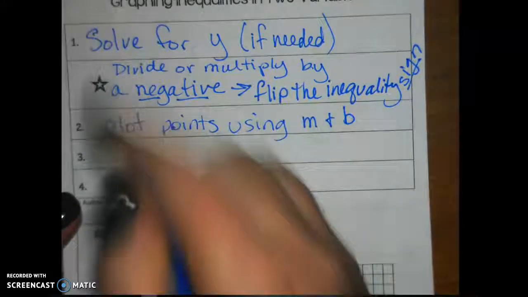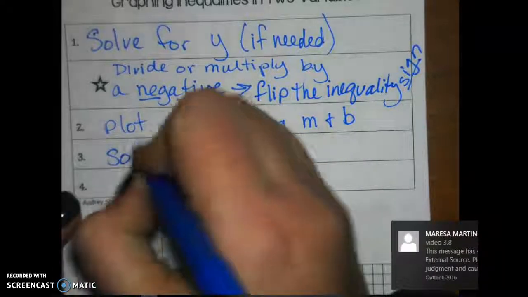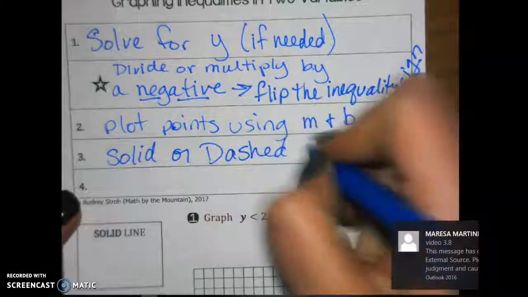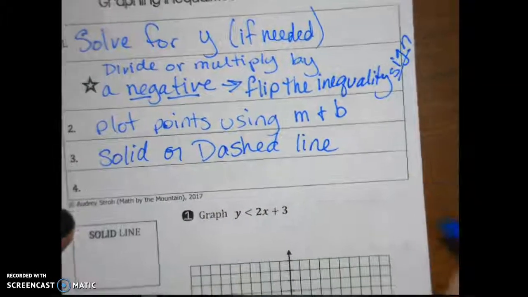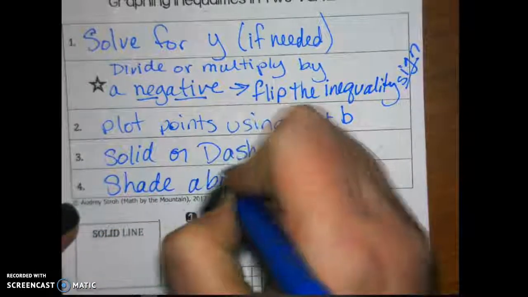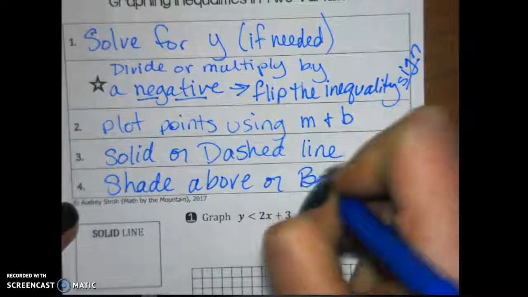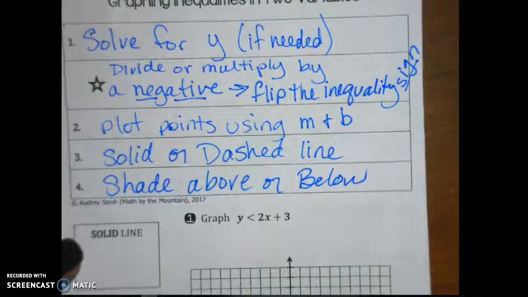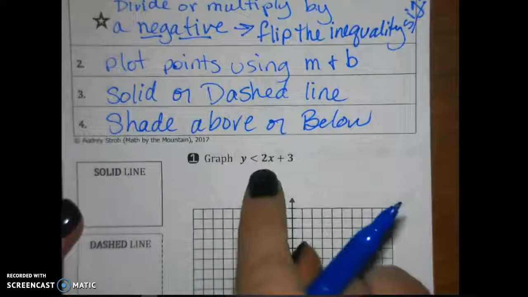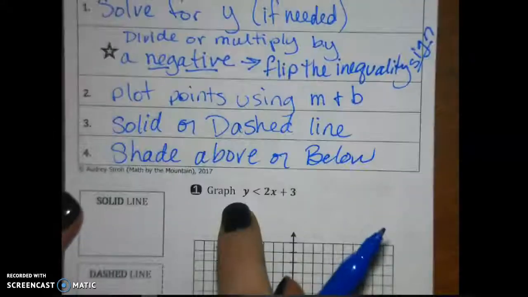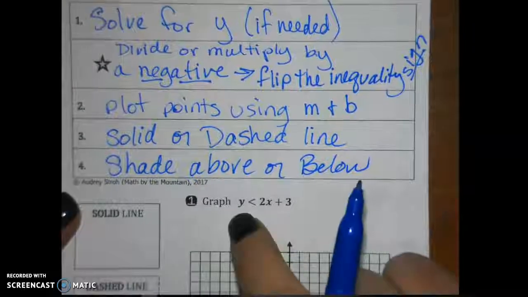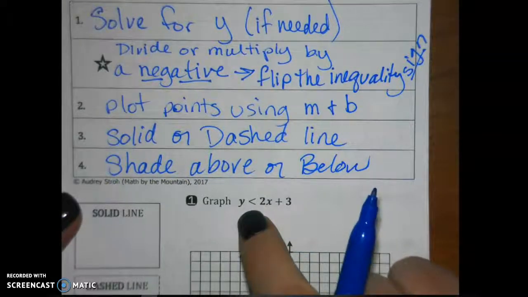So you have to determine if it has a solid or dashed line. You also have to figure out, are we shading above or below? Okay, so let's look at this little guy here. So we already have it solved for y, so check. Good, we don't need that step. This one says less than.